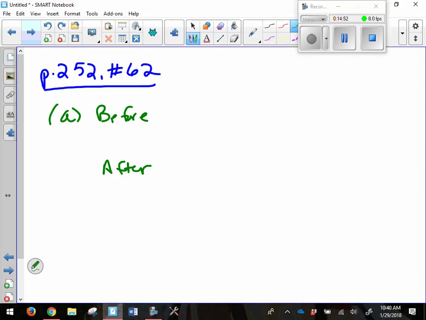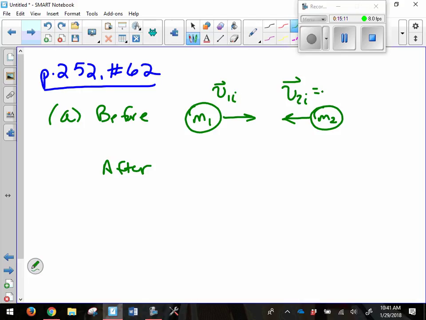So what do I know about the before? And what else do I know? Yeah, but they have the same speed, okay? So this is going to be V1i, and V2i is going to be negative V1i, and we'll let that direction be positive.